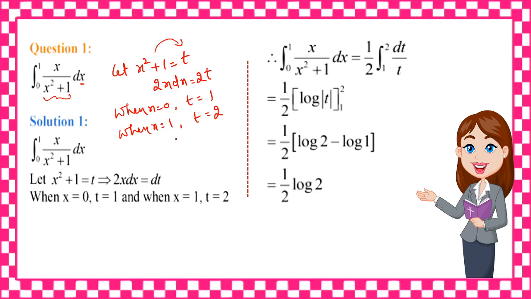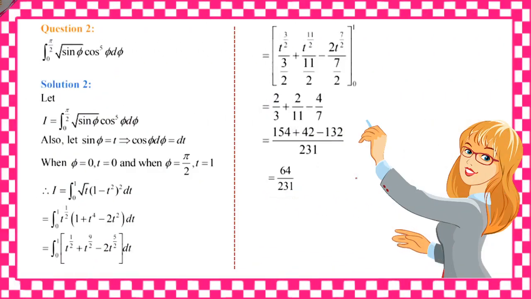So 1 to 2, and then x dx. What is the value of x dx? This is dt by 2, so dt and half is outside, right? And x square plus 1 we assumed as t, so it is t. So half log t, and then apply the limits, log 2 minus log 1. Log 1 is 0, so half log 2 is the answer.